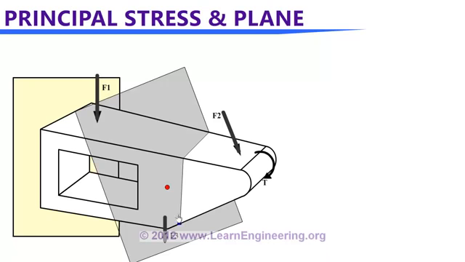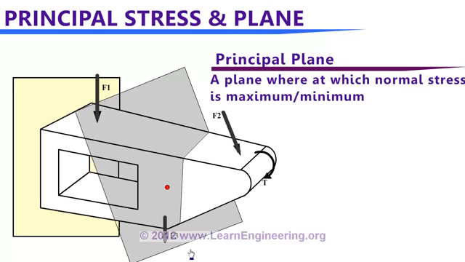Similarly, there will be one more plane passing through the same point on which normal stress value will be minimum. This is also a principal plane, more precisely minimum principal plane, and normal stress on that plane will be known as minimum principal stress. In short, you can define principal plane as a plane at which normal stress value is maximum or minimum. And this is a three-dimensional problem.